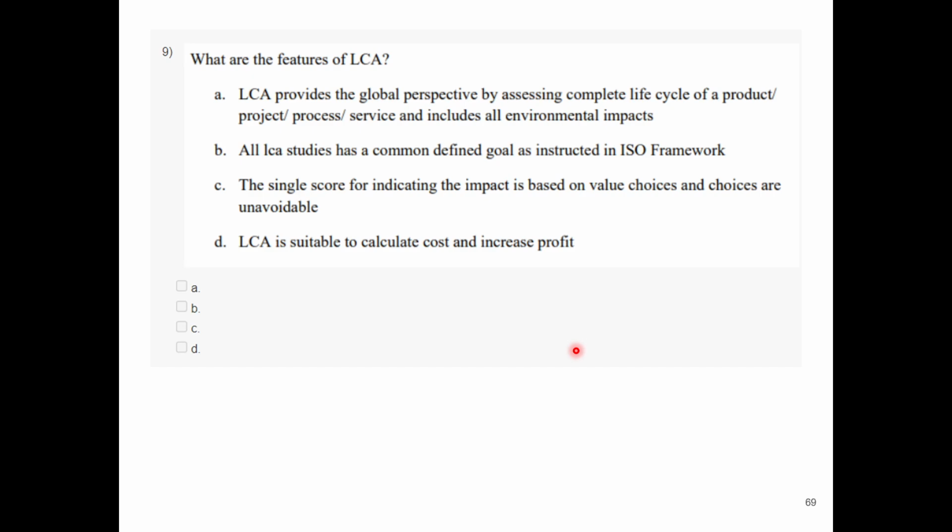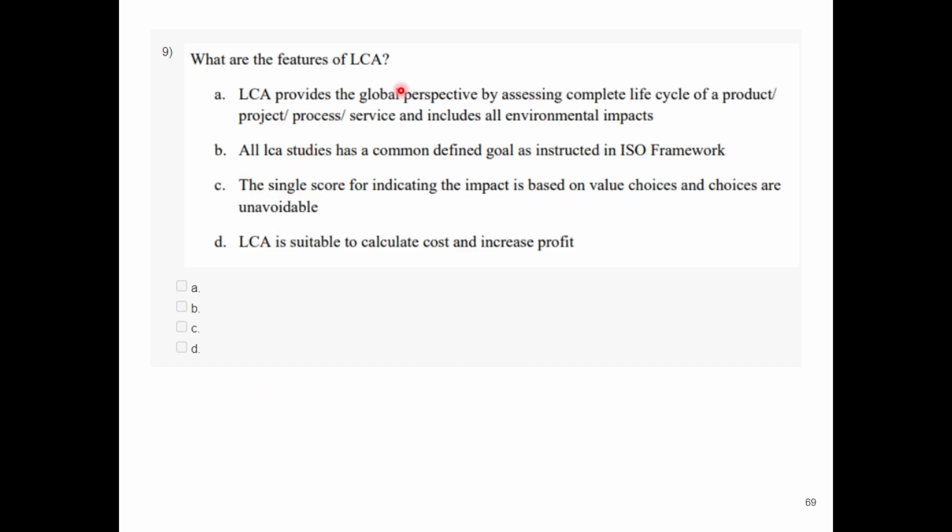Ninth question, what are the features of LCA? A, LCA provides the global perspective by assessing the complete life cycle of a product, project, process, service, and includes all environmental impacts. B, all LCA studies have a common defined goal as instructed in the ISO framework. C, the single score for indicating the impact is based on value choices and choices are unavoidable. D, LCA is suitable to calculate cost and increase profit. So out of A, B, C, D, which are the features of LCA, which is correct.